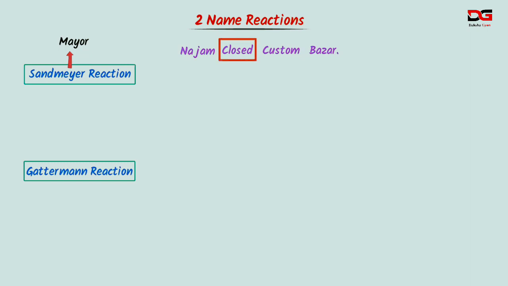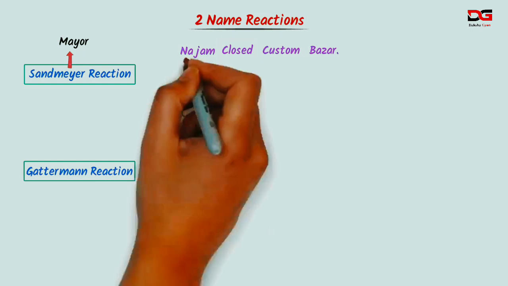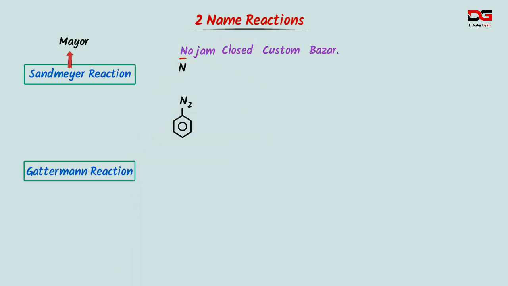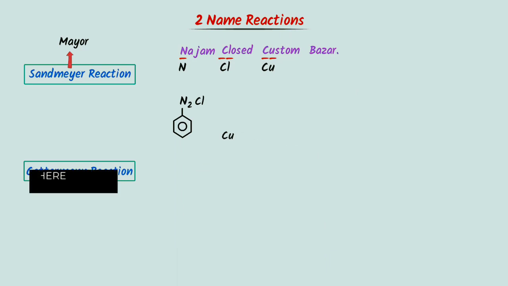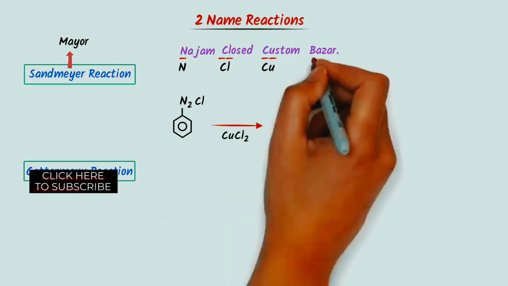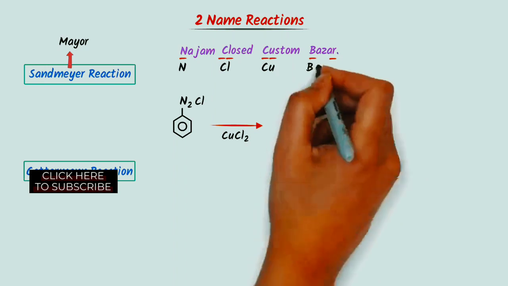This close reminds me of the closed structure of benzene. This N in Najam stands for nitrogen gas, N2. Remember that I need to put a halogen after every element. This Cl in close stands for chlorine. Now this Cu in custom stands for copper. I again need to put one halogen like chlorine. This Br in bazaar stands for bromine.